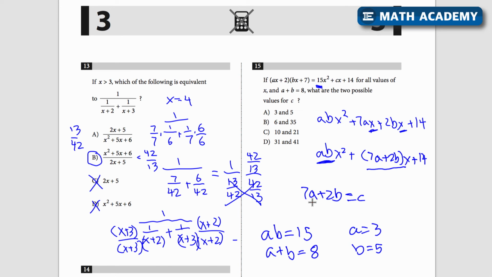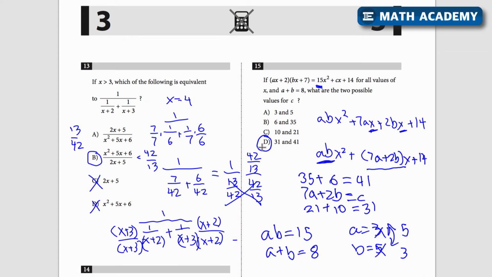7 times 3 is 21, plus 2 times 5 is 10. 21 plus 10 is equal to 31. So c could be 31. The other value it could be, if I flip these, so a is going to be 5, b is going to be 3. Let me just write this here. a equals 5, b equals 3. Let's plug this in. 7 times 5 is 35, plus 2 times 3 is 6. That would be 41. So it looks like c could be equal to 31 or 41.